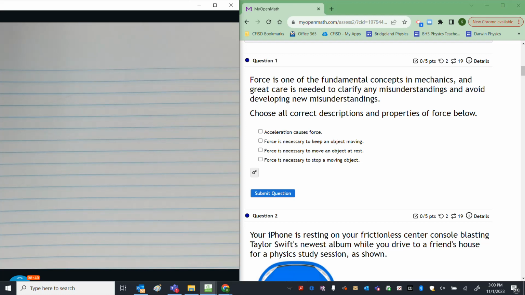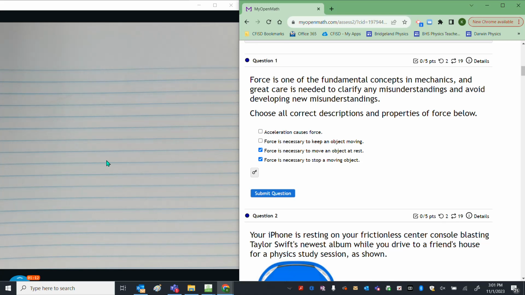The first one says acceleration causes force. The next one says force is necessary to keep an object moving. Force is necessary to move an object at rest. And force is necessary to stop a moving object. Right off the bat, I know that if I want to move an object from rest, I do have to use a force. And the same thing is true if I want to stop an object. If I want to change the state of motion of an object, then I need a force applied to it.